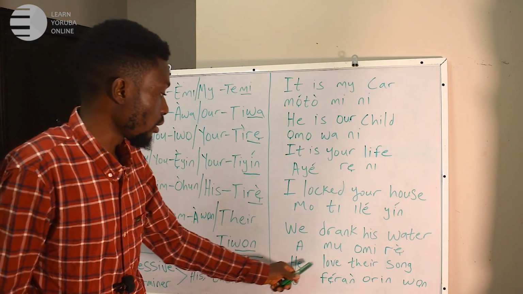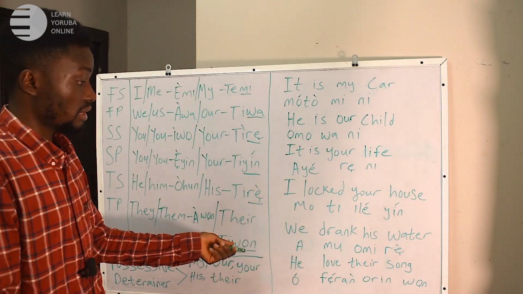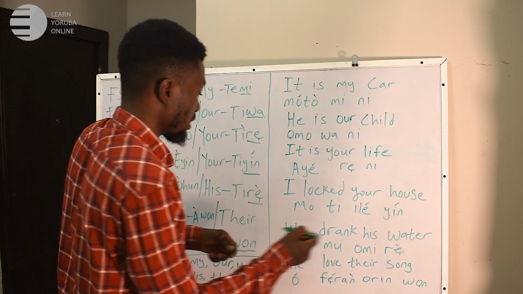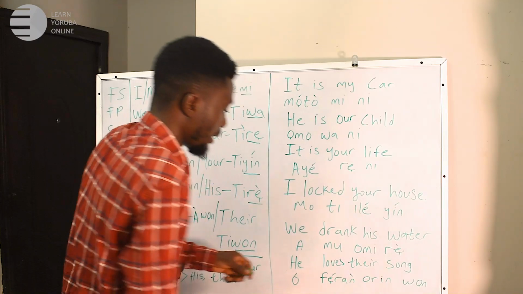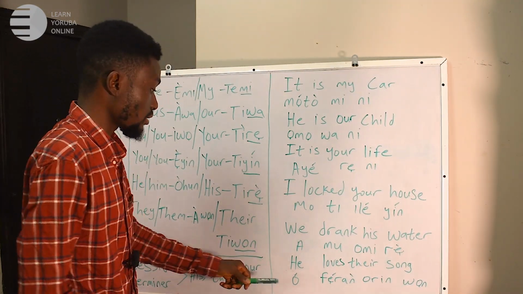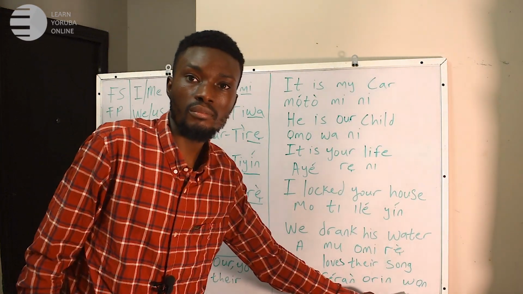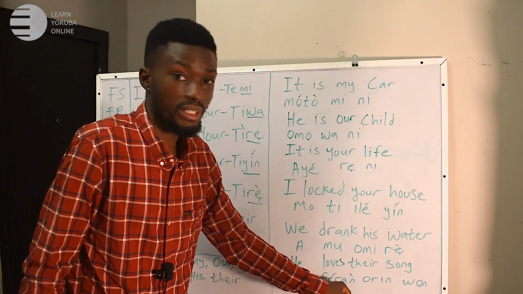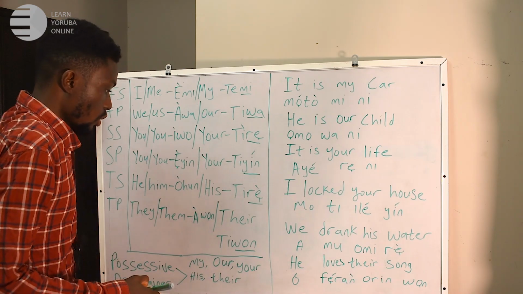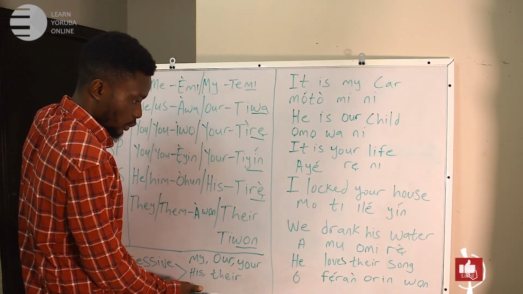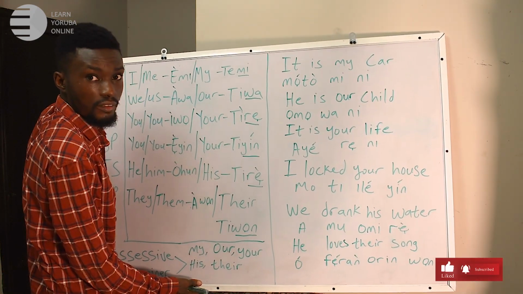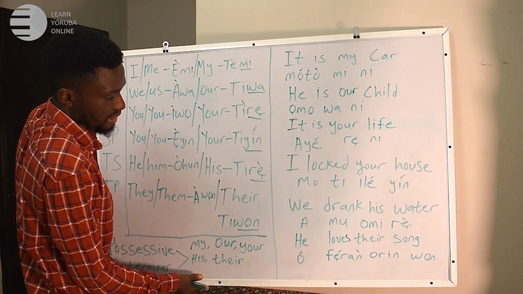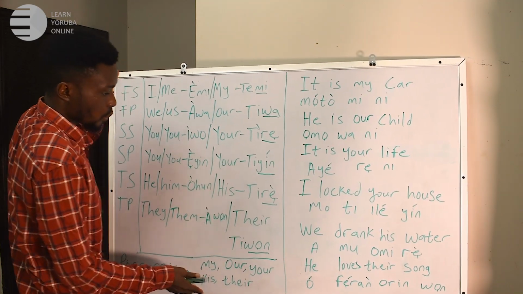So he loves their song. Let me just put S. He loves their song, and we have it as ó fẹ́ràn orin wọn. Ó fẹ́ràn orin wọn. He loves their song. I don't know if that shows. So he loves their song. Ó fẹ́ràn orin wọn. So that is for that.